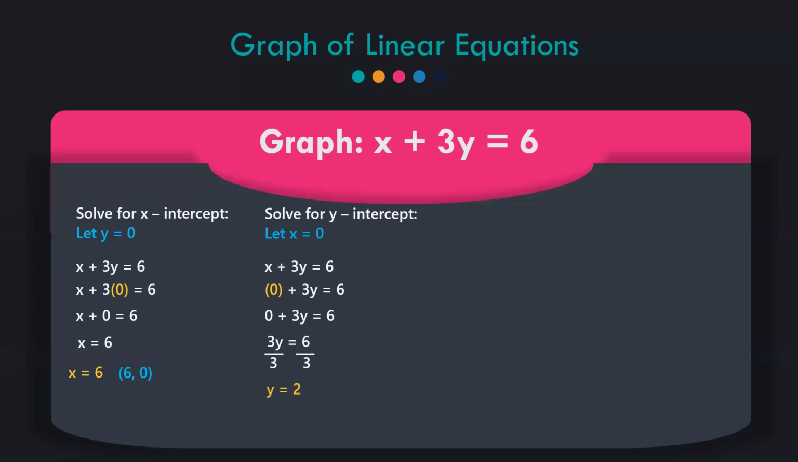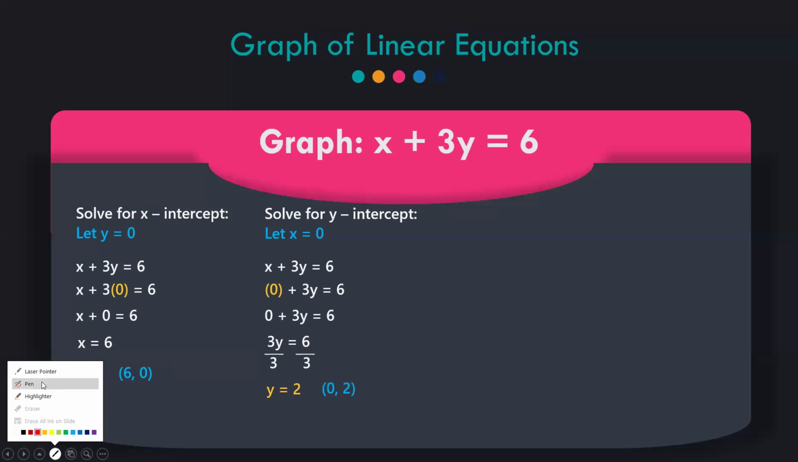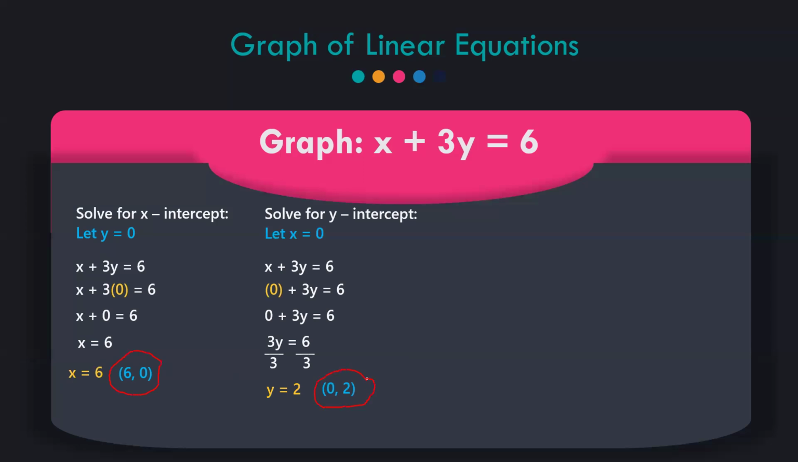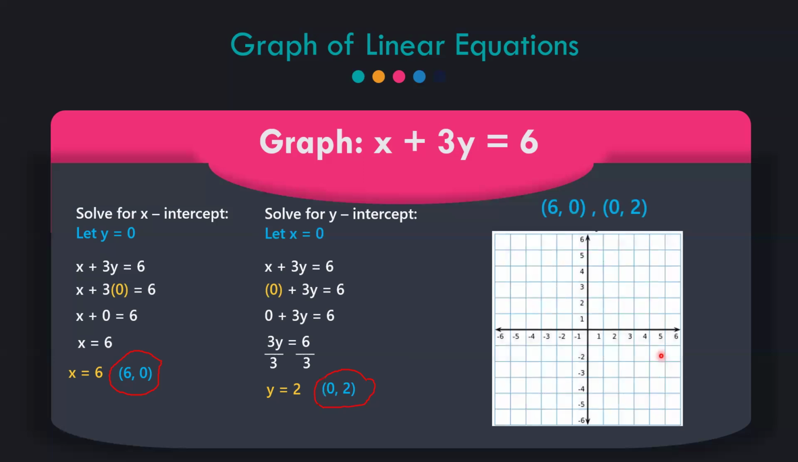Now, since we already have the value for the y-intercept, again, we can represent it as coordinates. So the y-intercept through coordinates is 0, 2. Now, we already have 2 points. We have 6, 0 for the x-intercept and 0, 2 for the y-intercept. These are what we will use as the points for graphing. So again, we have 6, 0 and 0, 2. We need to have, of course, a Cartesian plane.